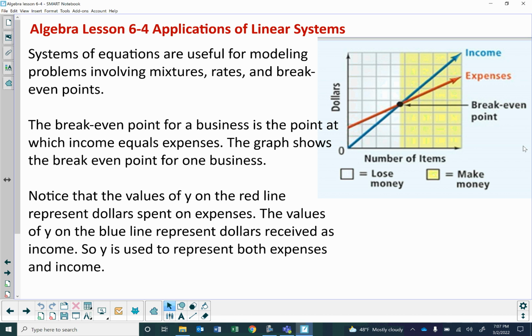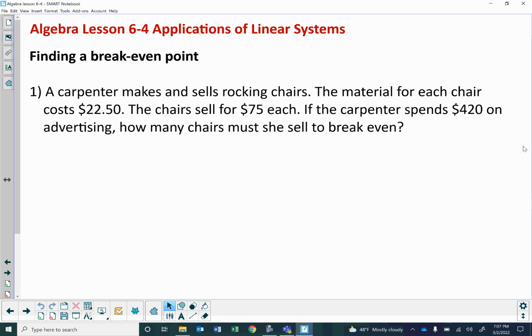So let's take a look at a problem. We're going to find a break-even point. A carpenter makes and sells rocking chairs. The material for each chair costs $22.50, and the chairs sell for $75 a piece. If the carpenter spends $420 on advertising, how many chairs must she sell to break even?